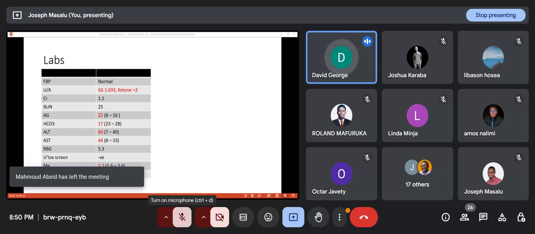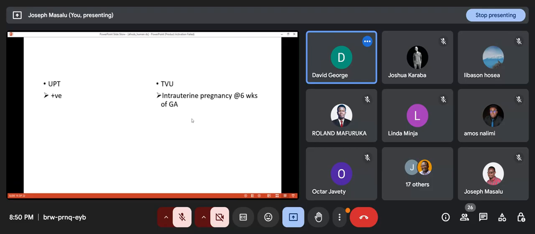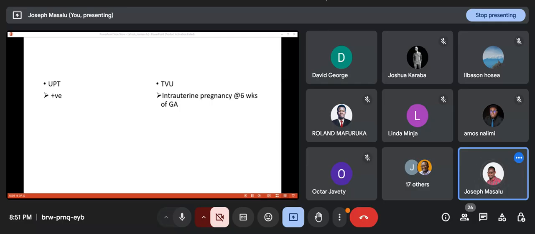So do you have any explanation, extra labs, any imaging, anything that can help me make some progress? Yeah, so the UPT was positive, and she did a transvaginal ultrasound, which showed an intrauterine pregnancy at 6 weeks of gestation, and probably you have to commit for a diagnosis, David.